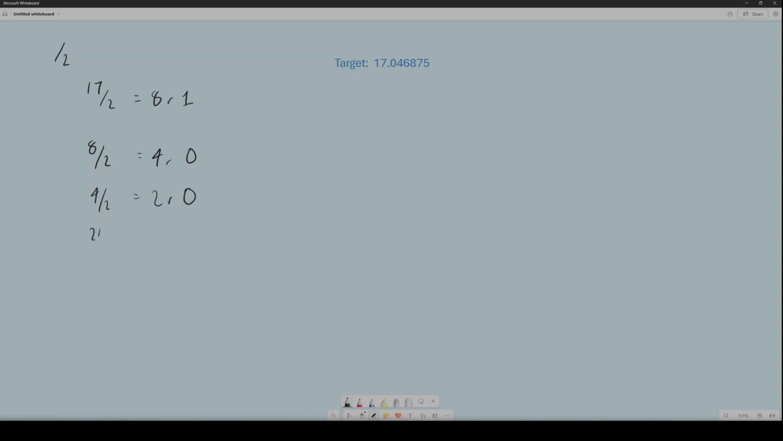Okay, so 2 divided by 2 gives us 1, remainder 0. And then put that 1 back in, divide it by 2. And that'll give us 0, remainder 1. Okay, so there we have the binary for the 17. So 10001, reading from the top down. Now, this is in just fixed point, unsigned binary.